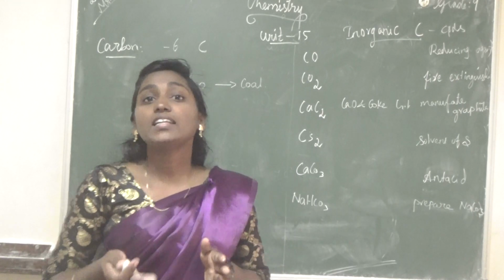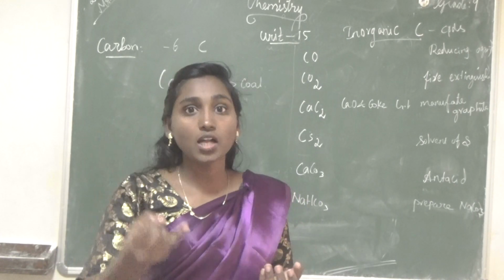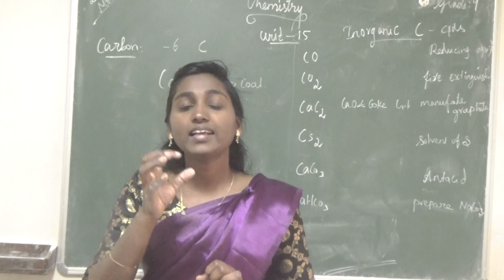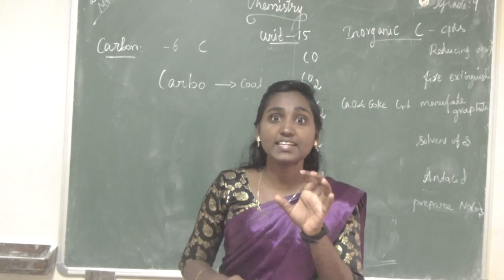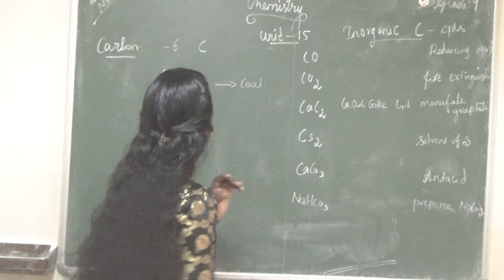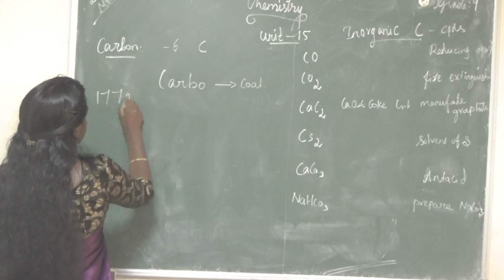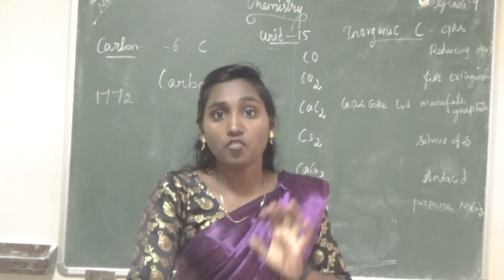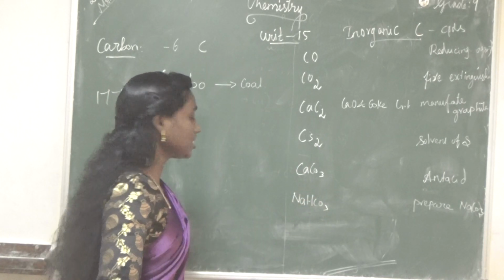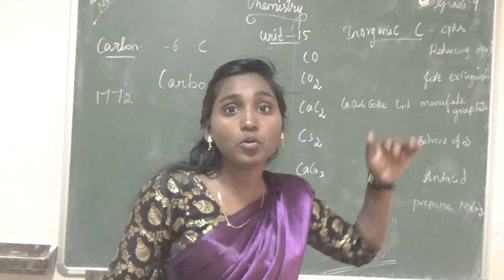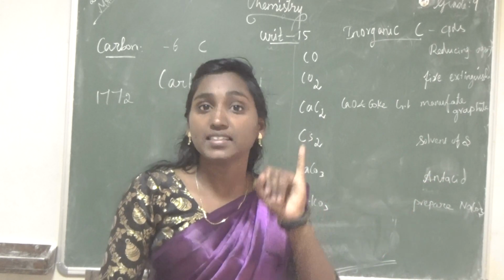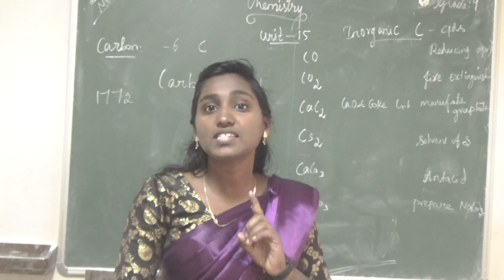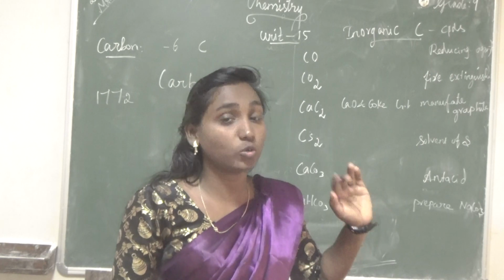The ancient people knew charcoal, diamond and graphite, but they didn't know what element was present inside them. For that, in the year 1772, the chemist Antoine Lavoisier proved that these substances, diamond, charcoal and graphite, are made with the same element, that is carbon. He proved it with one experiment.